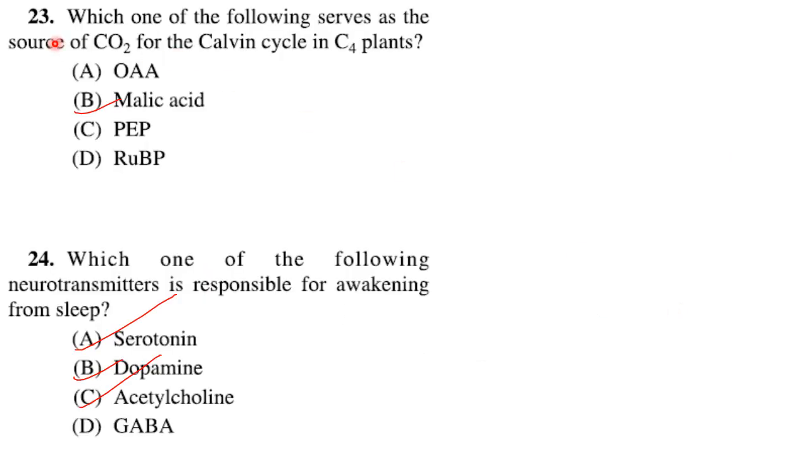That is next one. Which of the following serves as the source of carbon dioxide for the Calvin cycle in C4 plants? That is malic acid. Answer is option B. Which one of the following neurotransmitters is responsible for awakening from sleep? Serotonin is responsible, dopamine is responsible, acetylcholine is also responsible. GABA is an inhibitor, so it is not the neurotransmitter responsible for awakening from sleep. So answer is option A, B and C.